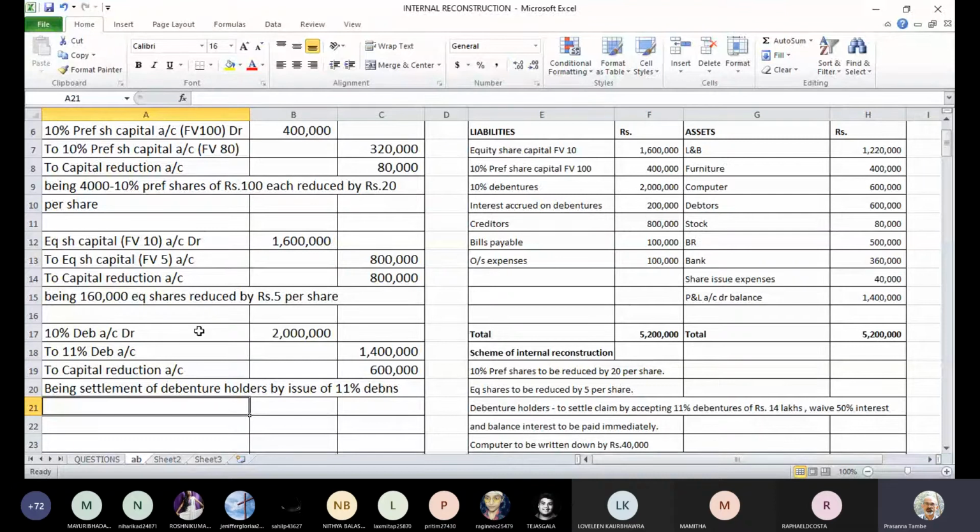Now this is one part of their settlement. There is one more part of their settlement. They are going to waive 50% interest and the balance is to be paid immediately. We are supposed to pay them interest of 2 lakhs. If you see the balance sheet, there is another liability of 2 lakhs rupees towards the interest. But they are going to agree for 50% waiver and they will take the immediate payment of 50%. So that will be 1 lakh rupees. So we have to pass the next entry.